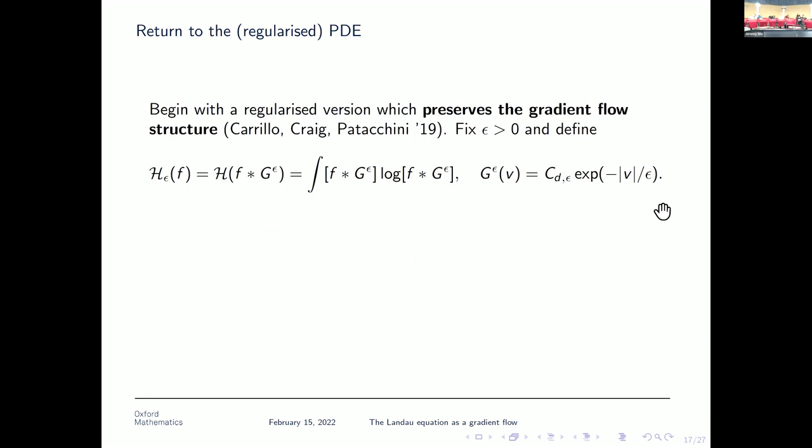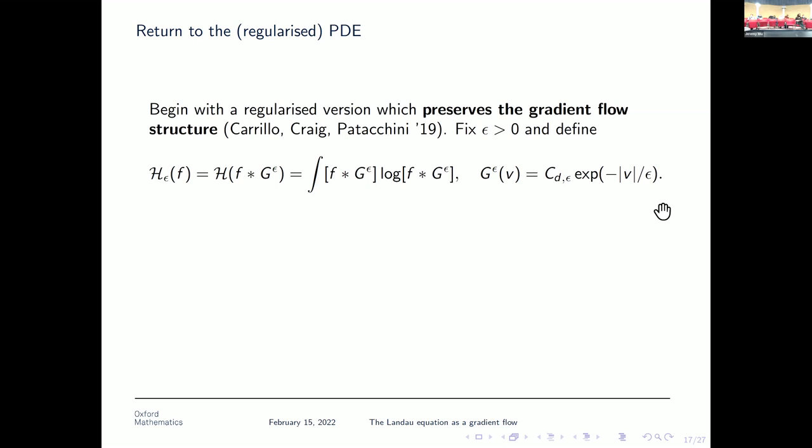Now I want to talk about this regularized PDE that I discussed very vaguely, and now I'll iron out exactly what I mean by it. Recall that I want to think of the flow of the Landau equation as the gradient descent of the Boltzmann entropy with respect to my Landau metric. What we did at first was consider a regularized version of the Boltzmann entropy, given by this H epsilon. Instead of f log f, you replace f with f convolved with g epsilon, where g epsilon is a normalized exponential distribution. We needed it to be exponential for very technical reasons, for certain estimates to hold.